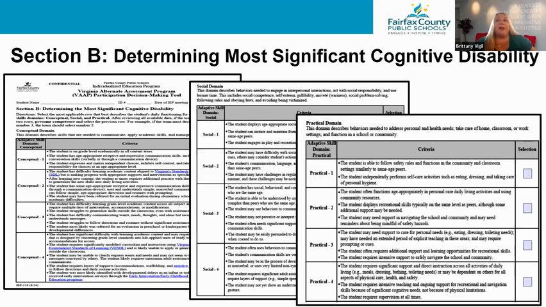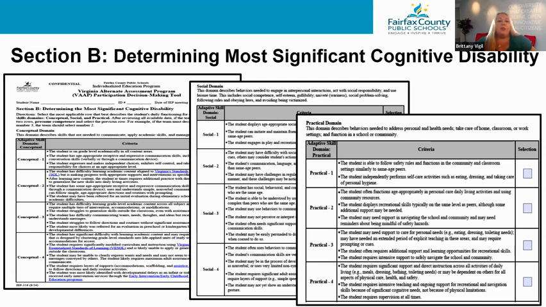As a reminder, the IEP team will need to document the data sources used when completing the Section B summary. And one thing to note as you're going through this as an IEP team is that it's important that the IEP team reads each row from top to bottom. As you can see on the screen, you'll see conceptual 1, 2, 3, 4, social 1, 2, 3, 4, practical 1, 2, 3, 4.